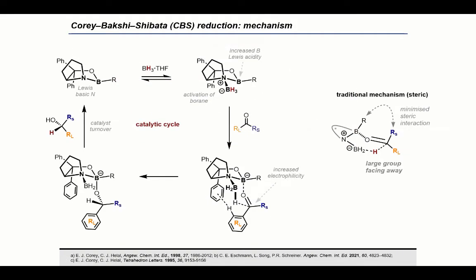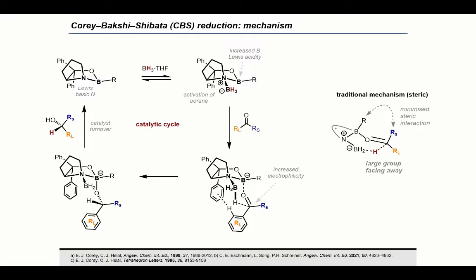So, the first step in our catalytic cycle is to coordinate the borane to the Lewis basic nitrogen atom. This step is reversible. The effect of borane coordination is twofold: increased ability of the borane to donate a hydride atom, as well as increased Lewis acidity of the boron atom of the catalyst. This, in turn, encourages coordination of the ketone substrate to the boron atom, thereby increasing the electrophilicity of the ketone.